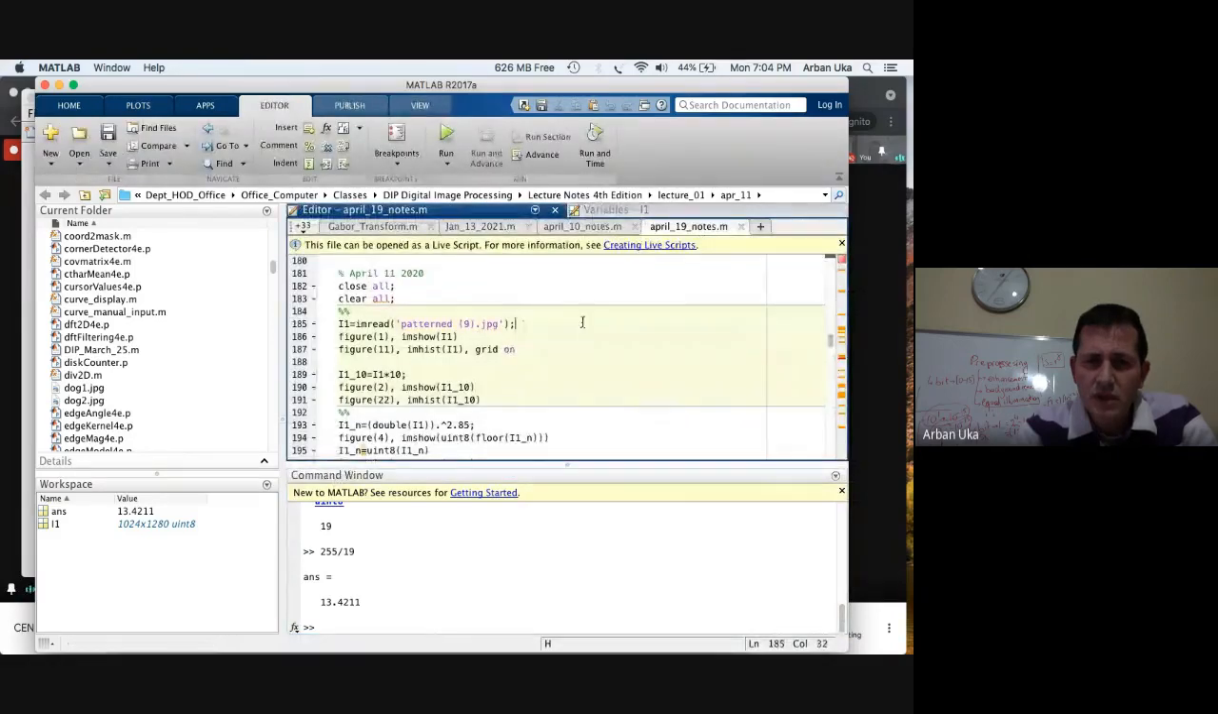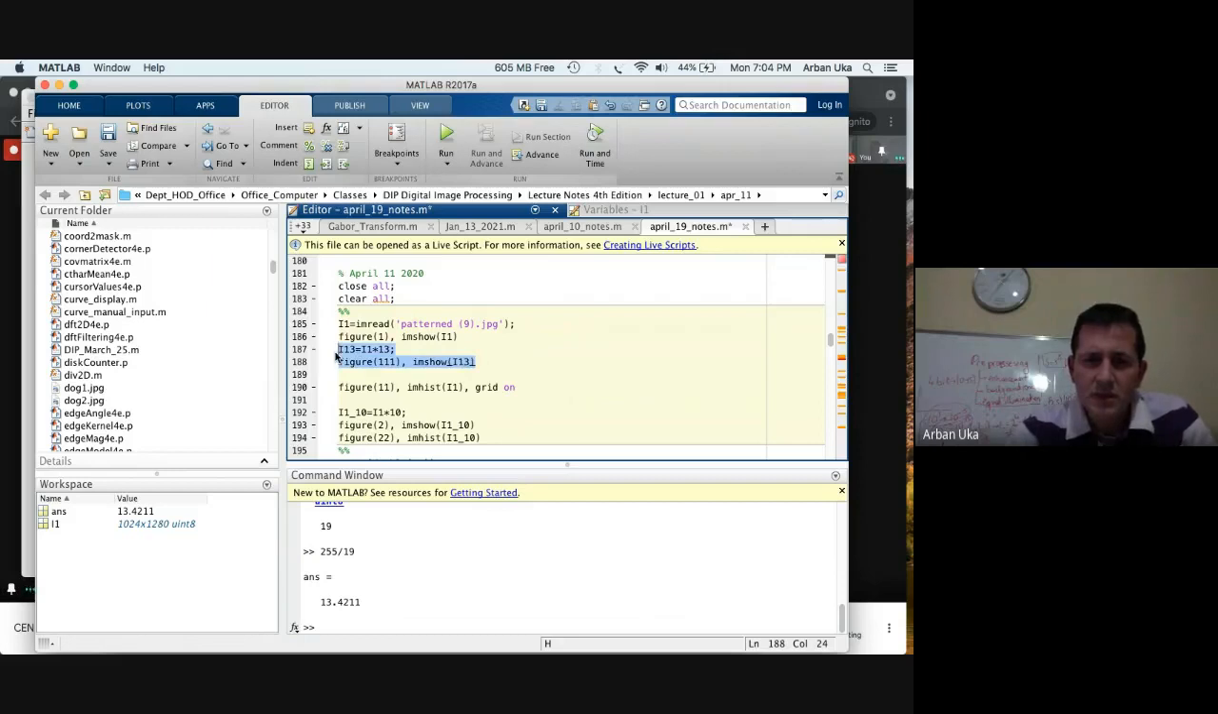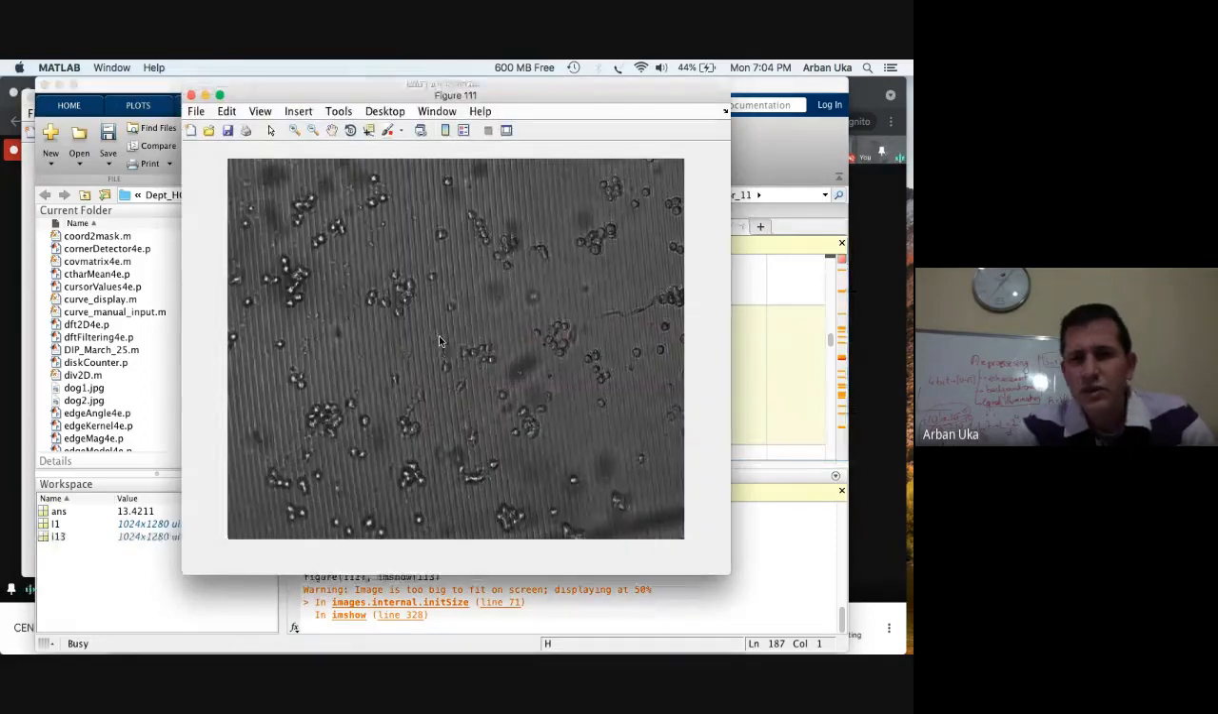So let's try this one. Let's call this image 13. This is equal to I1 times 13, and then we can say figure 111, imshow image 13, which was multiplied with its specific value. Evaluate selection, and this is what we observe. So these images had a very low contrast, the intensity was too low. The information was there, but human perception does a very bad job at the low range of the 8-bit distribution.